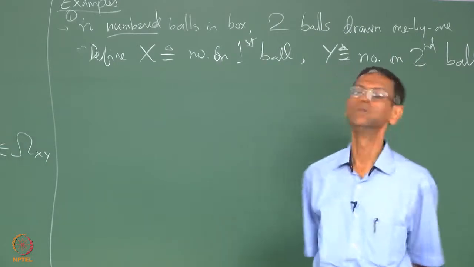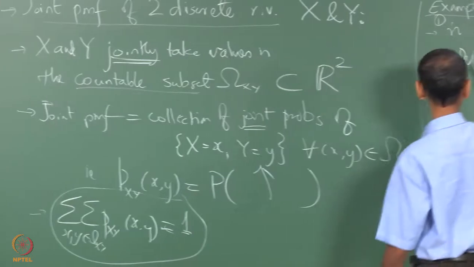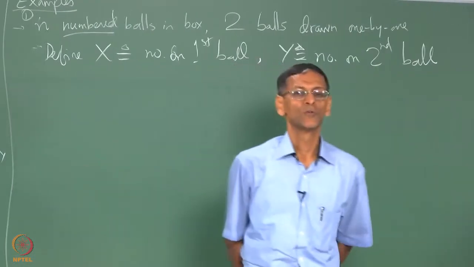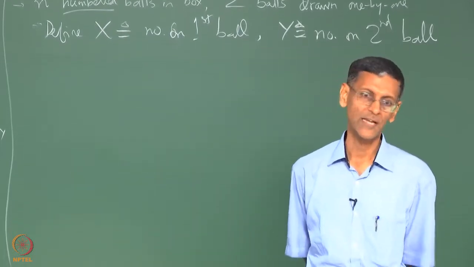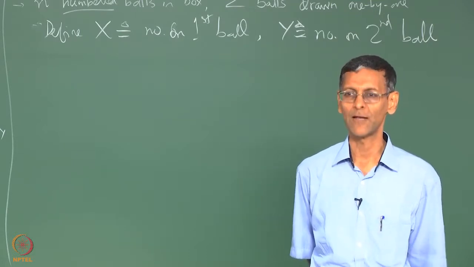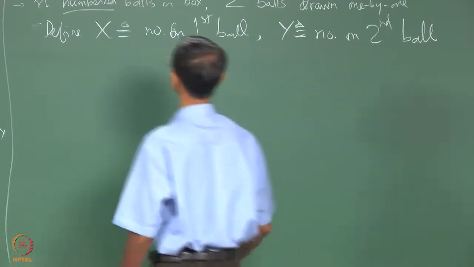This is enough to apply all this notation to this problem. This information is sufficient to be able to do it. So first of all, the experiment is not complete until you have drawn the second ball. So obviously at every drawing you have a value of capital X and a value of capital Y. So what is this omega xy now?